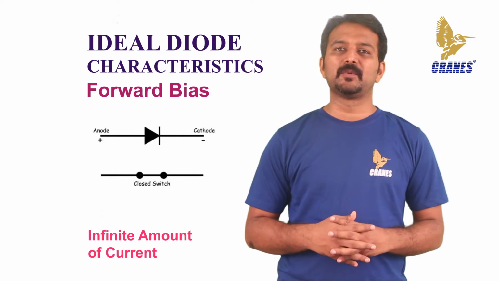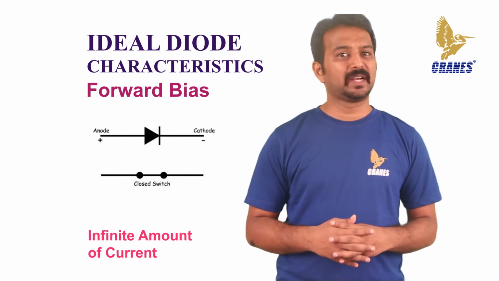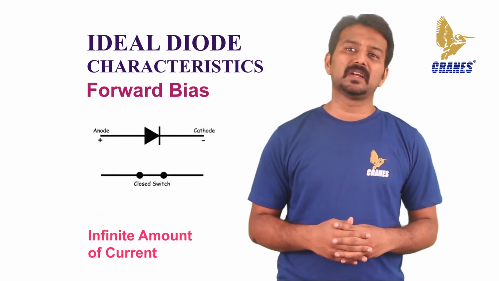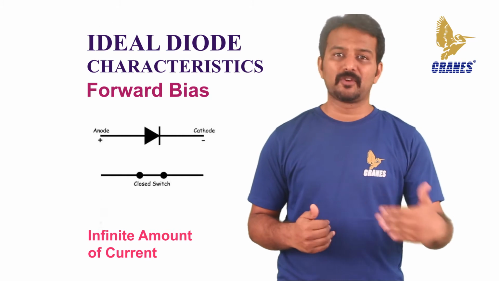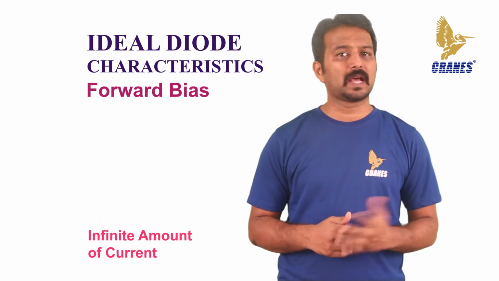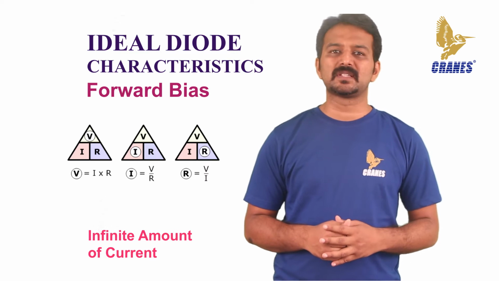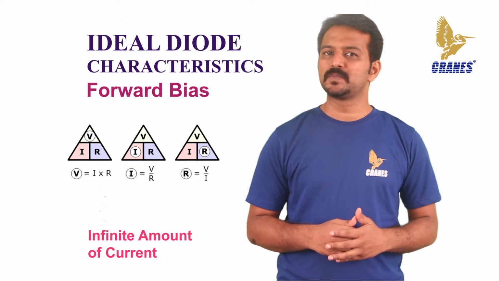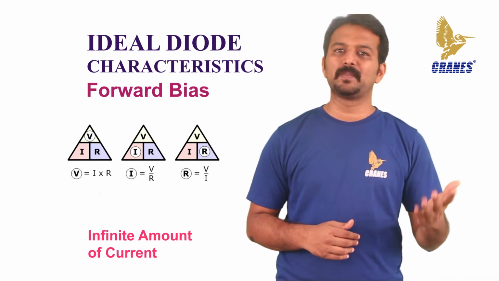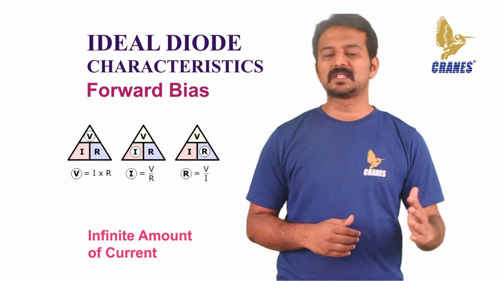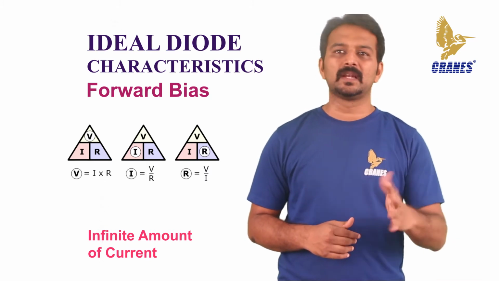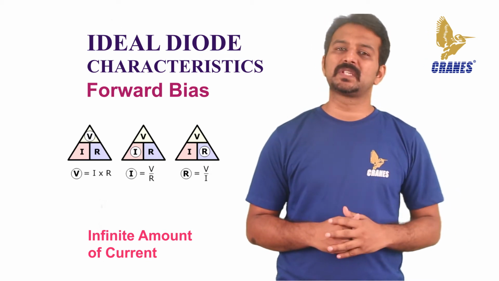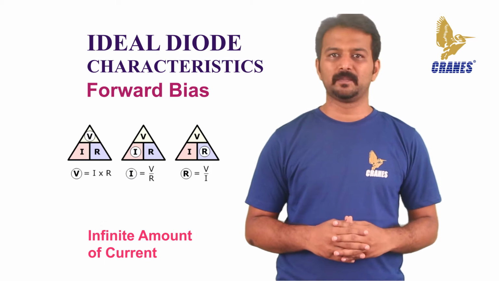Let's look into the infinite amount of current. This property of the ideal diode can be directly implied from its previous property, which states that the ideal diode offers zero resistance when it is forward biased. The reason can be explained as follows. In electronic devices, the relationship between current, voltage and resistance is expressed by Ohm's law, which is stated as I is equal to V by R. Now, if the resistance is equal to 0, then the current will be infinite. This indicates that there is no higher limit for the current which can flow through the forward biased ideal diode.